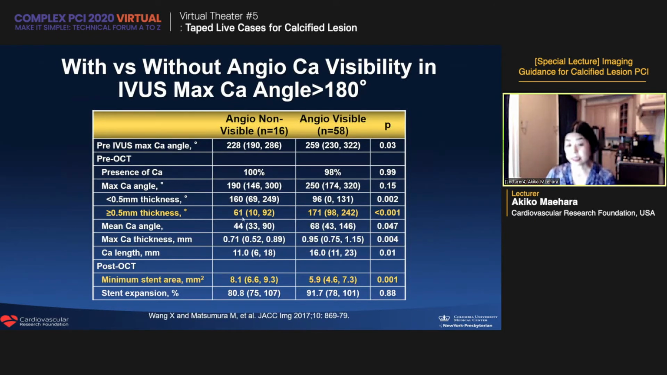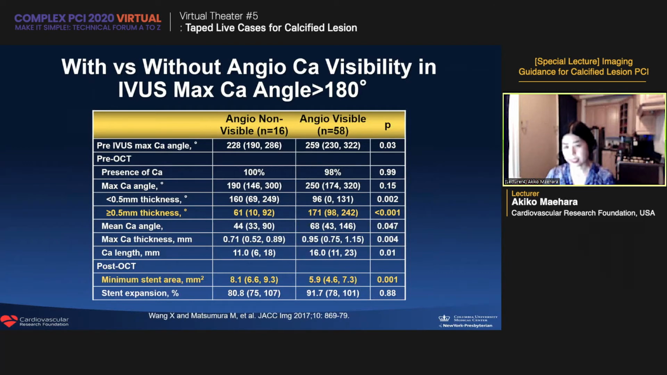And OCT can tell us the thickness of the calcium. For those which we couldn't see the angiographic calcium, the majority of that calcium was very thin. Therefore, they are not going to inhibit the stent expansion. And we can see nice stent expansion, even with the big calcium, either by IVUS or OCT, because they are thin calcium. So the first point was, angiographic calcium detection was actually not too bad.